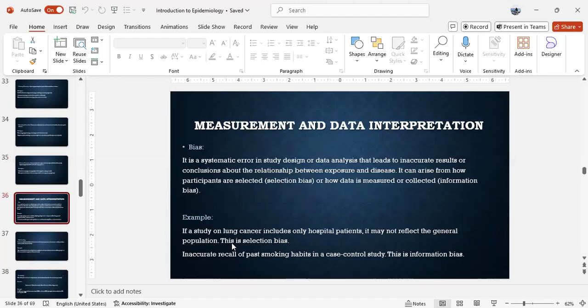Measurement and data interpretation. Bias. Bias is a systematic error in study design or data analysis that leads to inaccurate results or conclusions about the relationship between exposure and disease. It can arise from how participants are selected, selection-wise, or how data is measured or collected, information-wise. If a study on lung cancer includes only hospital patients, it may not reflect the general population. This is selection bias. Inaccurate recall of past smoking habits in a case control study is information bias.